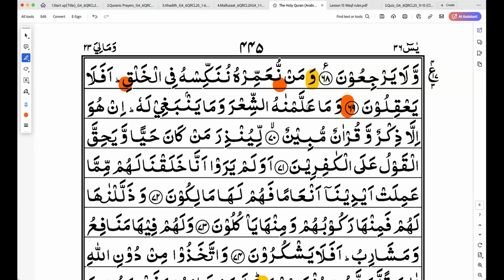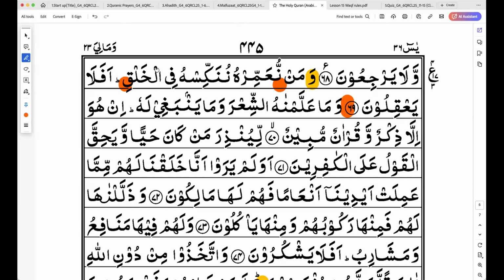Jazakumullah. Can you read once again these two words? Yes, wa man nu'ammirhu. Do you know what rule you will apply over here? I'm not sure. The idgham rule, because noon sakin is followed by another noon. So you have to do a partial nasal sound over here for 2 seconds. Wa man nu'ammirhu, for 2 seconds.